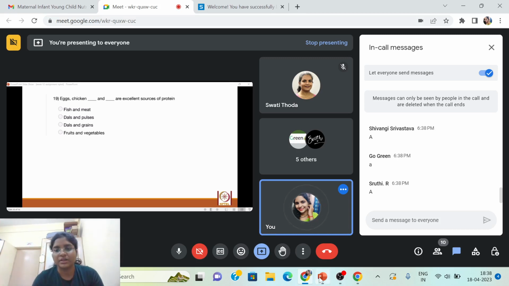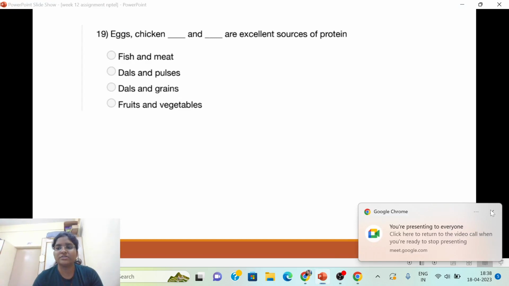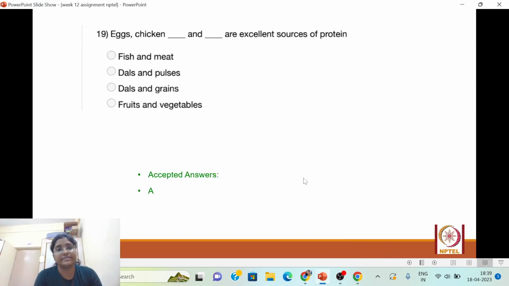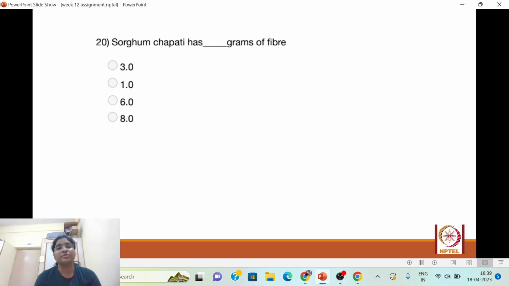A. Let's see if A is the correct answer. Yes. So eggs, chicken, fish and meat, these all are excellent sources of protein. Next, sorghum chapati has dash grams of fiber. 3 grams, 1 gram, 6 grams or 8 grams.